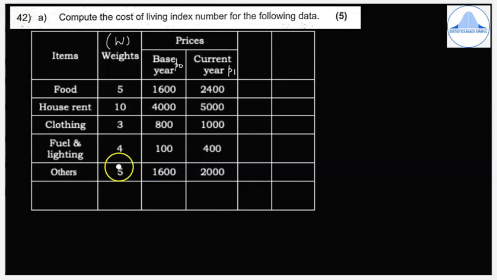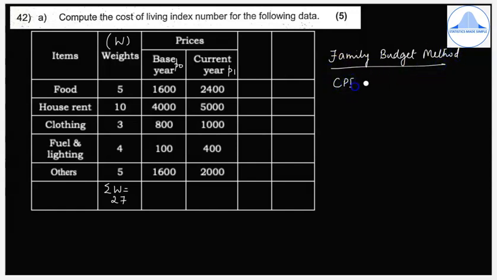So you can compute summation W. So summation W is equal to 27. So we are making use of the family budget method. So what is the formula for the family budget method? It is CPI is equal to summation WP divided by summation W. This will carry 1 mark, where you have to write the price relative formula.